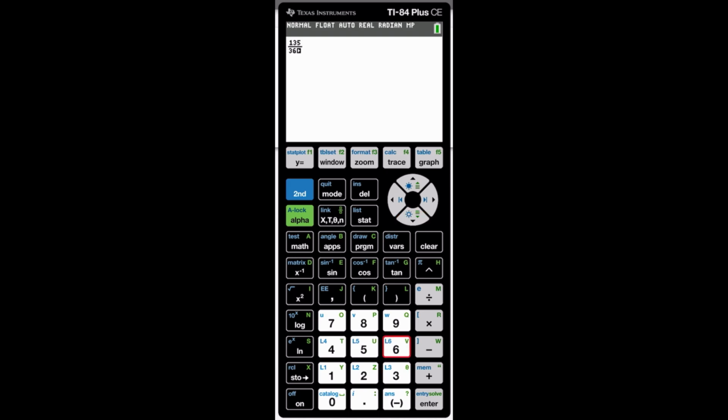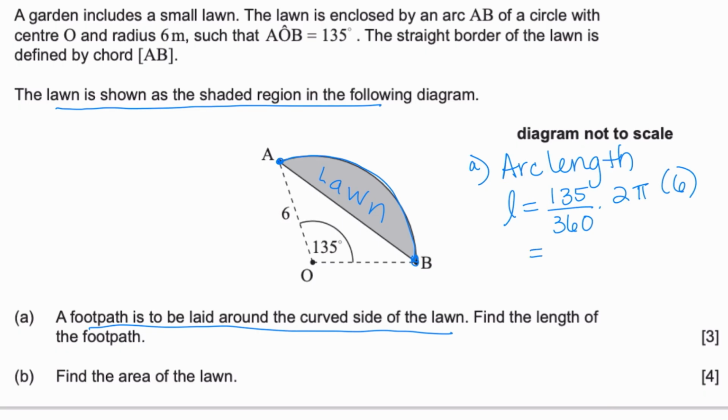135 over 360 times 2. Remember to use pi, the actual full value of pi, times 6. And your answer is 14.13716694, which you can write down as 14.1371, which is approximately 14.1 meters. And that's your answer for part A.